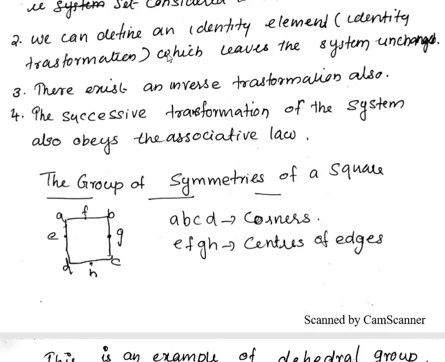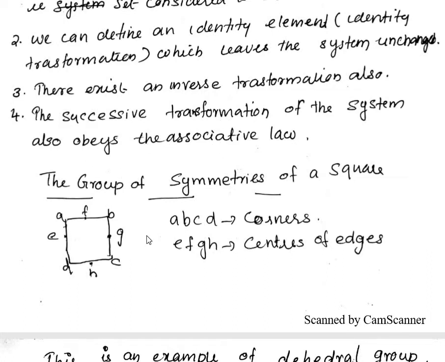Every symmetric transformation group has an identity transformation, or identity element. We can define an identity transformation which leaves the system unchanged. Also, there should exist an inverse transformation in this group. And the successive transformations of the system also obey the associative property.